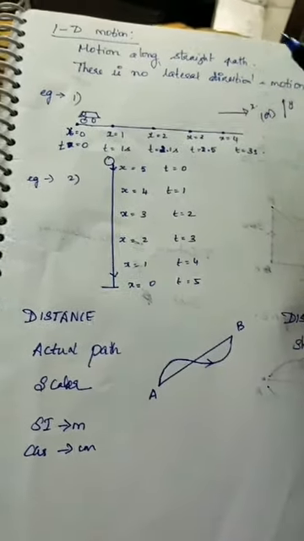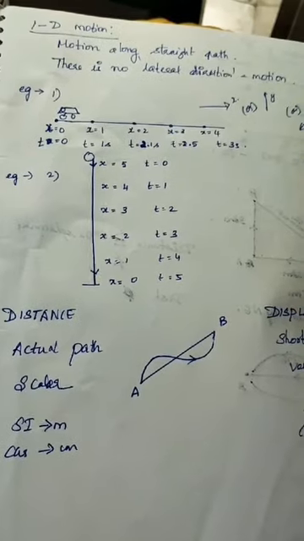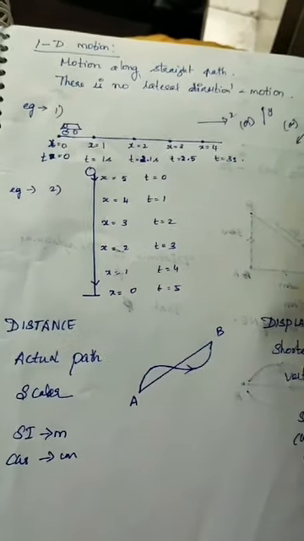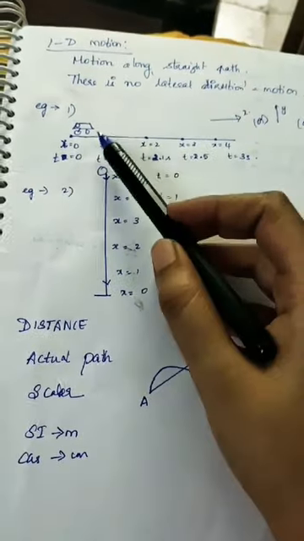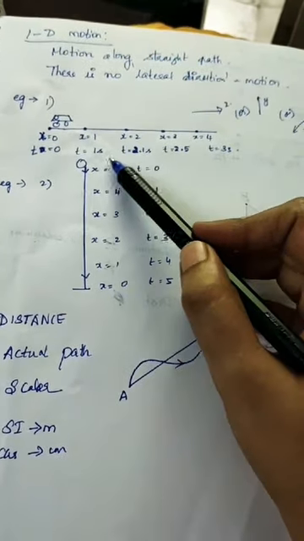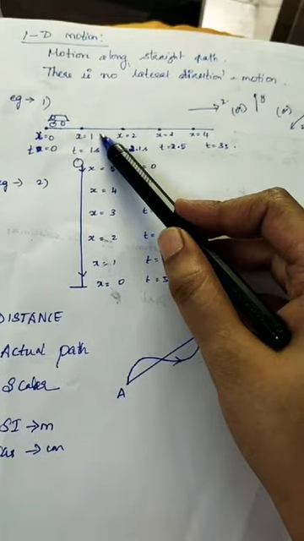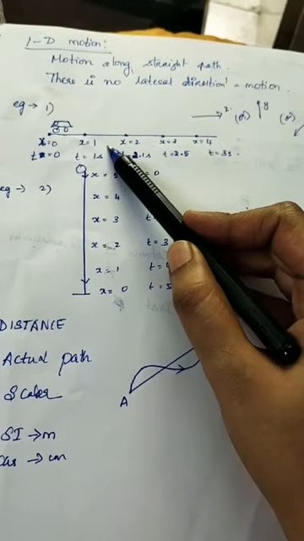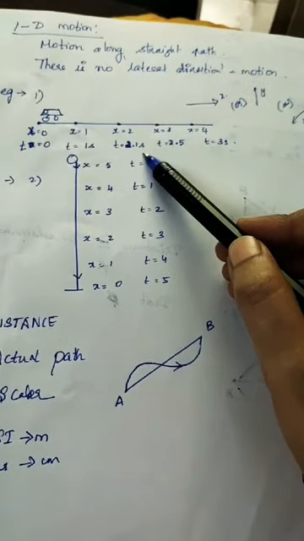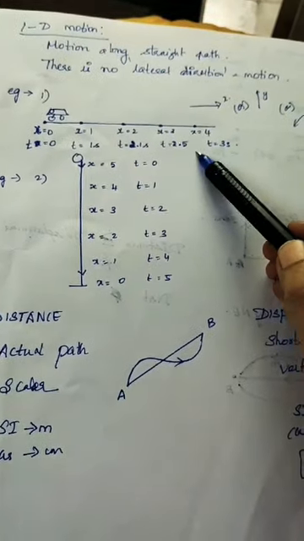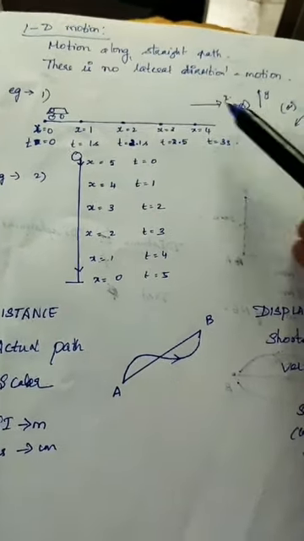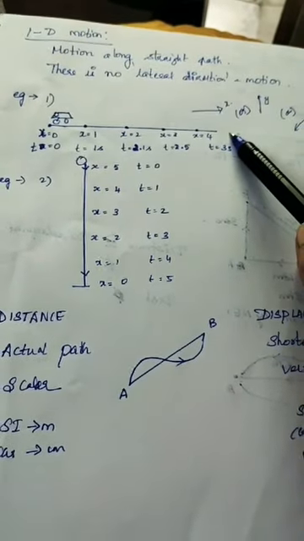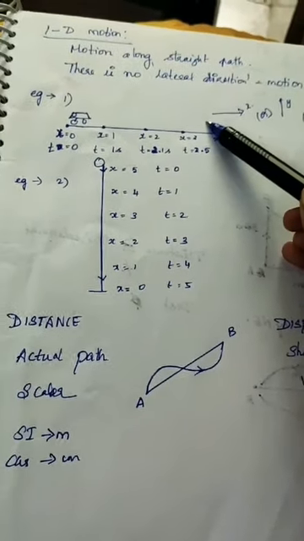So for example, consider a car which is moving on a straight road. I'm going to plot a graph. At time t equal to 0, it is at one particular position, and at 1 second it has traveled a distance of 1 meter, at 2 seconds 2 meters, then 3, and at 3 seconds it has covered 4 meters. So it is along a straight line path. So this is an example of one dimensional motion.